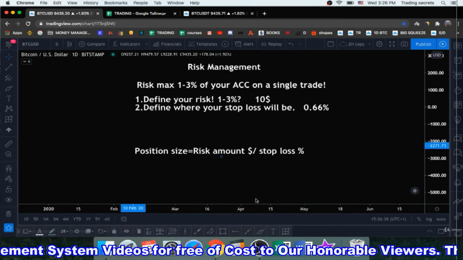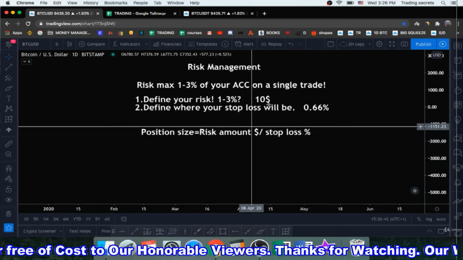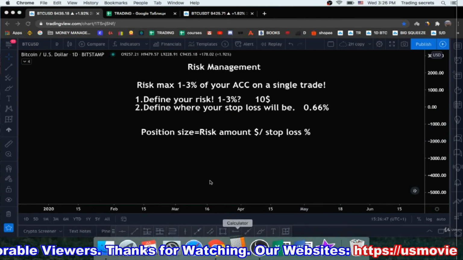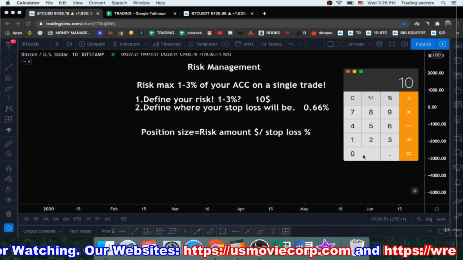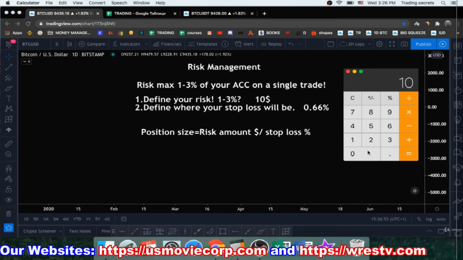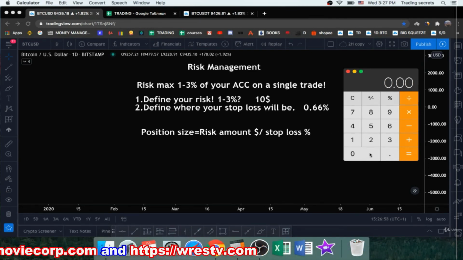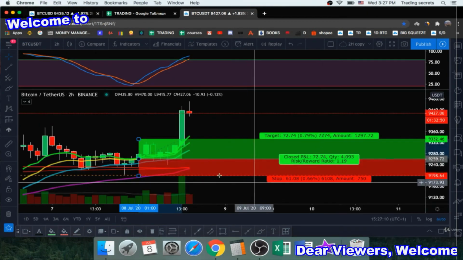This is how you calculate your position size. Basically, you will need the risk and you will divide it by the stop loss. So how do you calculate this? Let's go through that together. 10 divided by 0.66. Since this is a percentage, you have to put two zeros, right? So it's going to be like this. And this is the position size, $1,515.